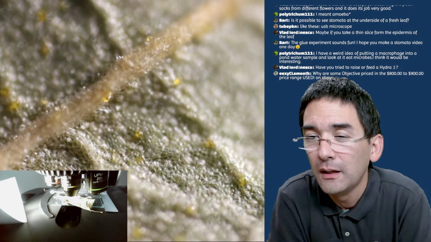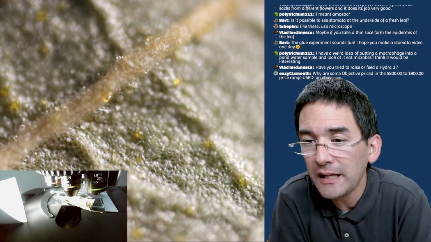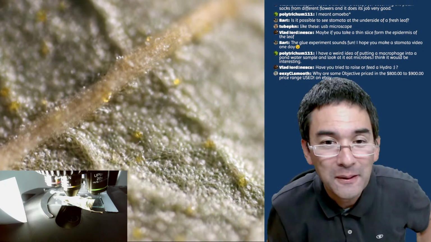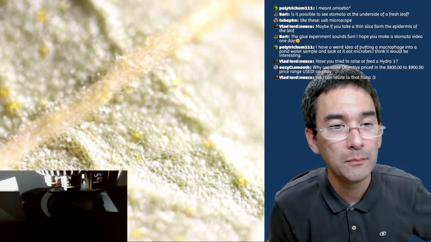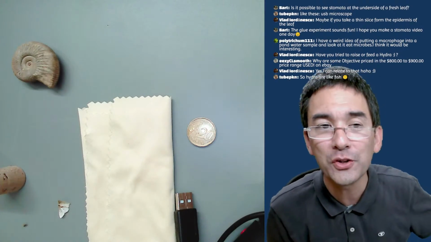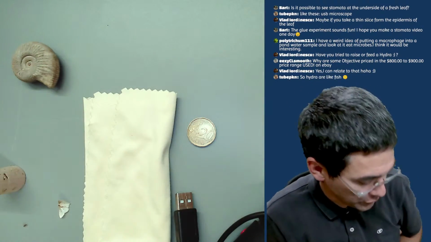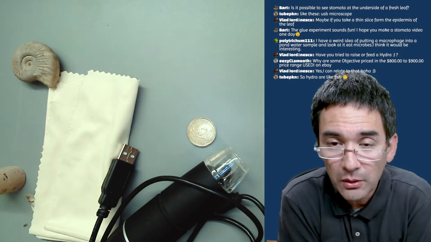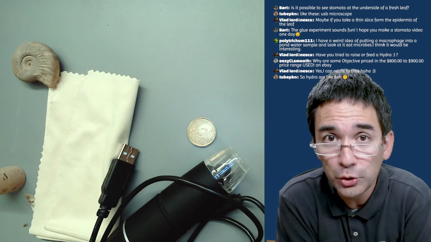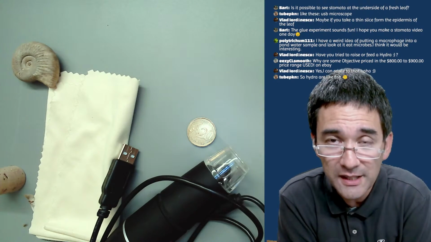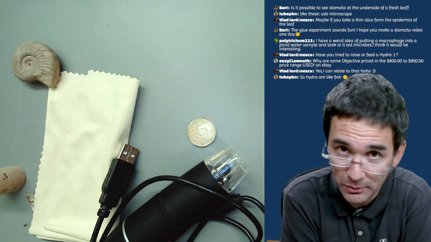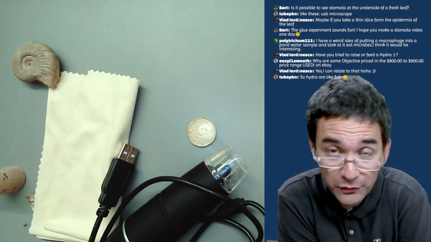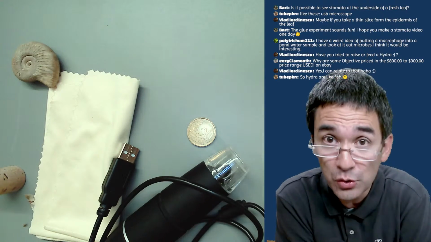Why are some objectives priced in the $800 to $900 range used on eBay? It's an interesting one. The questions are now deviating a little bit from the top microscope light, and that's fine, so I'll be answering a few questions now. When you go shopping for microscope objectives, you're going to see that the price range can be incredible, from very cheap to thousands of euros or dollars. Why is that? Even used ones.